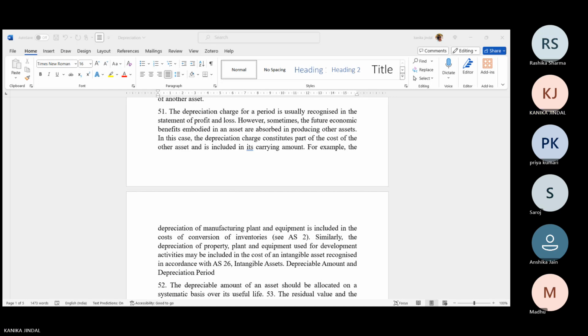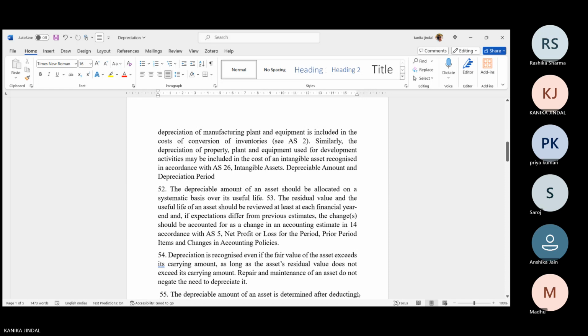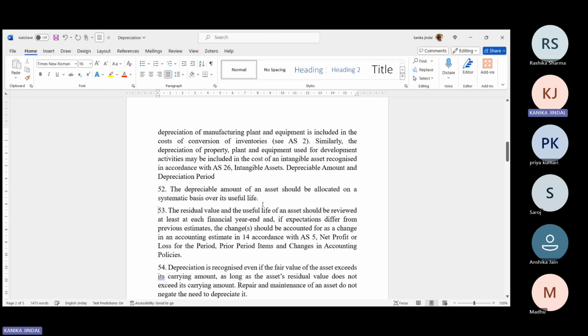Next we have the depreciable amount of an asset should be allocated on a systematic basis over its useful life. हम कभी भी ऐसा नहीं करते हैं कि हम एक ही साल में या सिर्फ 5 साल में उसकी डेप्रिसिएशन चार्ज करते हैं, उसके बाद नहीं. हम ये देखते हैं कि उस एसेट की यूजफुल लाइफ कितनी है, और ओवर दैट यूजफुल लाइफ वी स्प्रेड द अमाउंट ऑफ डेप्रिसिएशन. जब तक उसकी यूजफुल लाइफ खत्म नहीं हो जाती तब तक हम डेप्रिसिएशन चार्ज करते रहते हैं. इट इज स्प्रेड, द डेप्रिसिएशन amount is spread throughout the useful life of an asset.